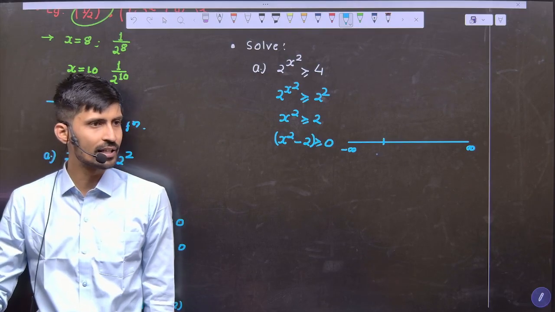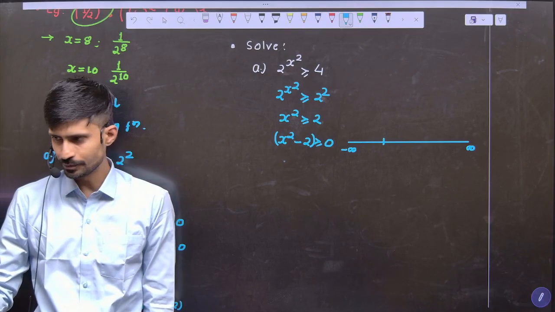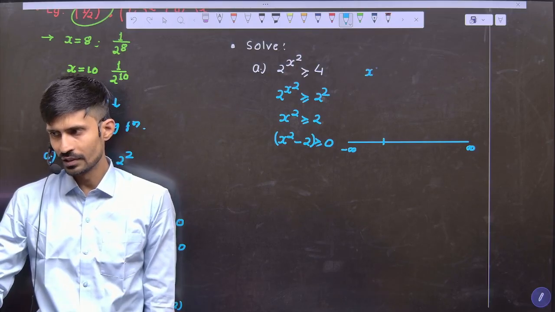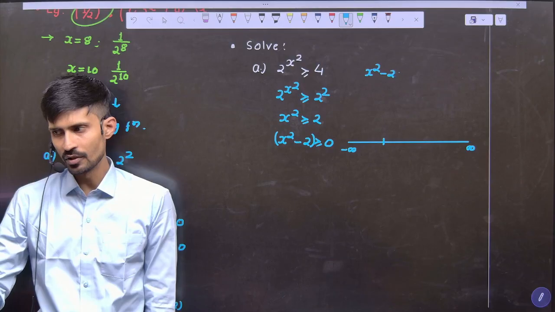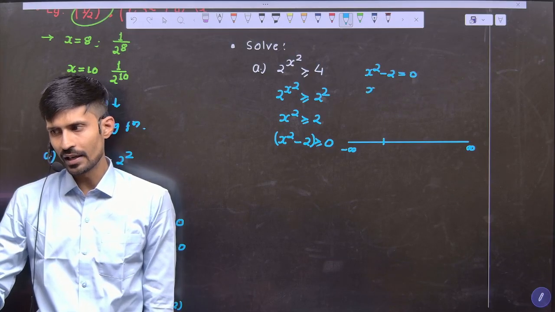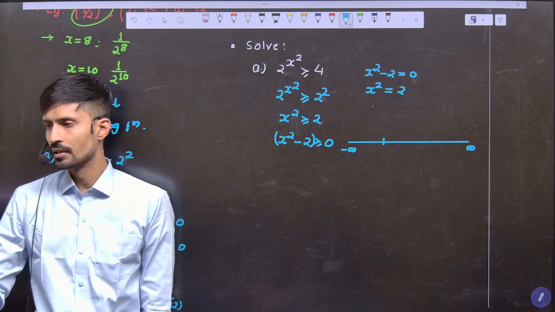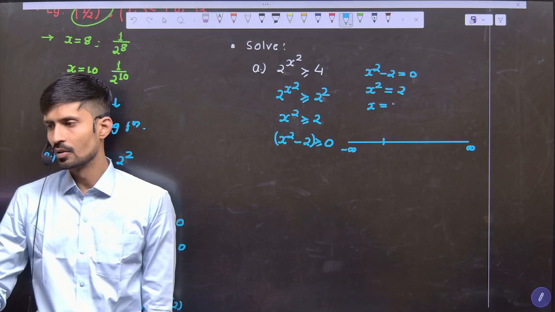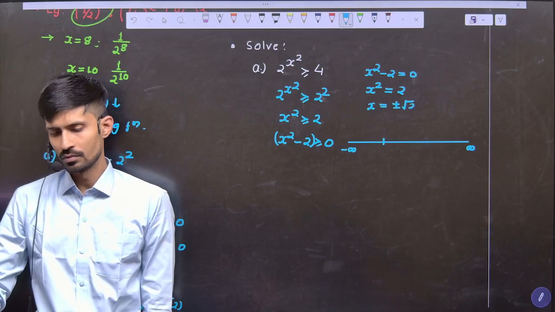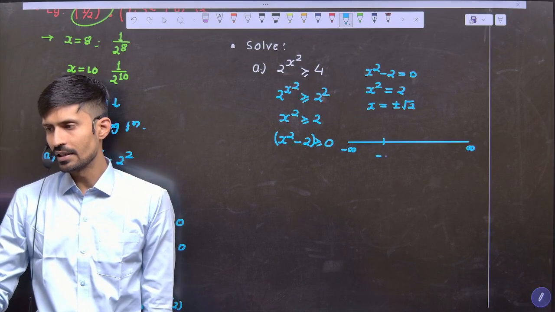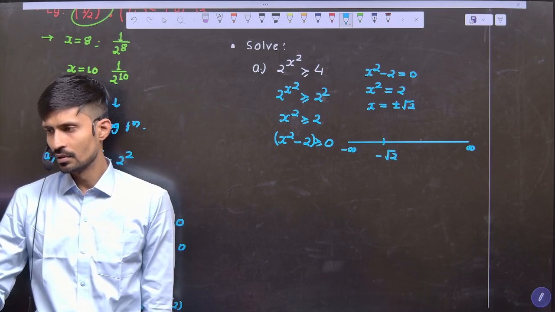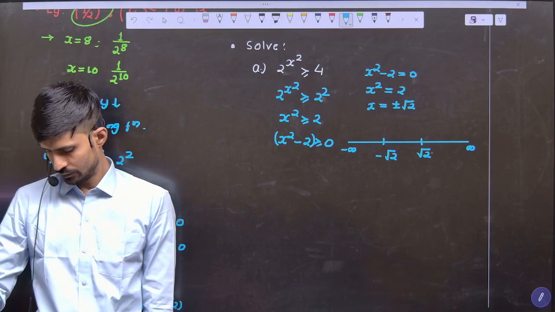What will be the root? x square minus 2 is equal to 0. What will be x square? Tell me. 2. What will be x? Plus minus root 2. It means this will become minus root 2 and plus root 2.